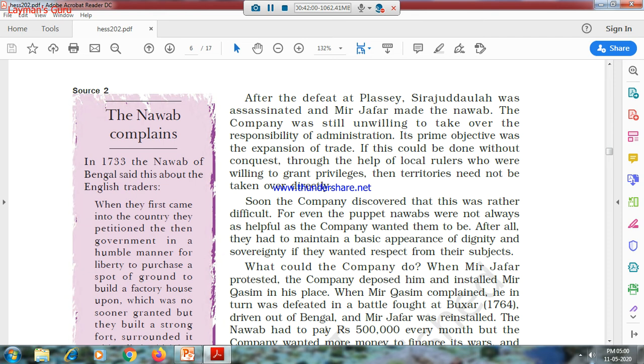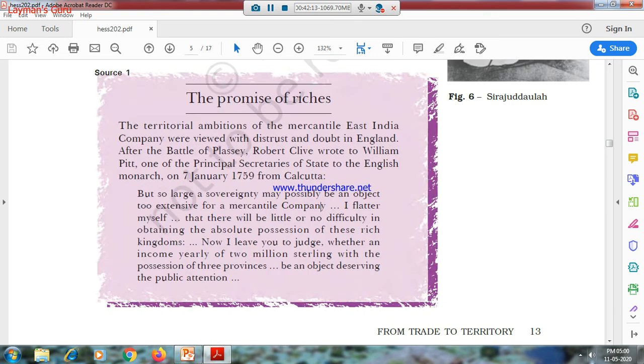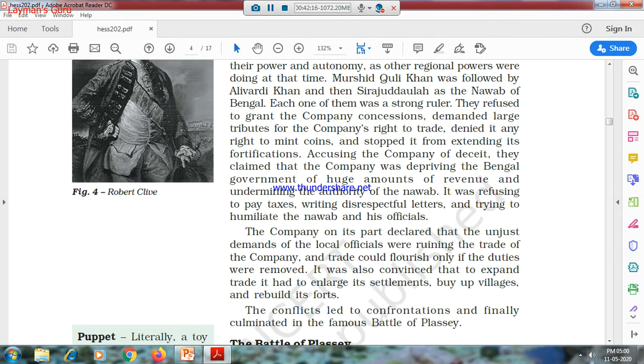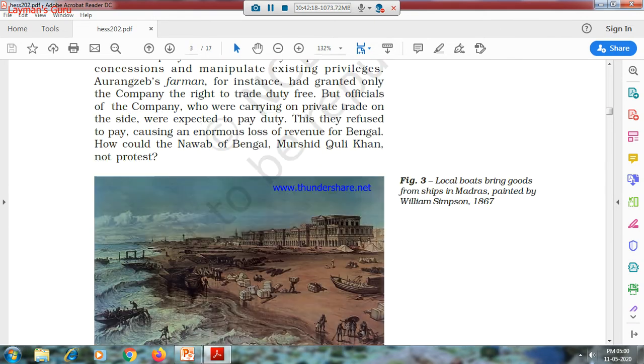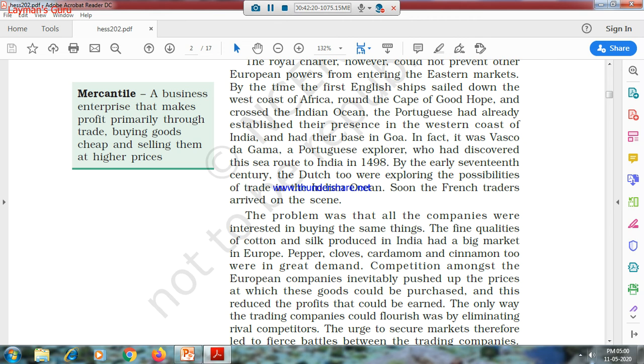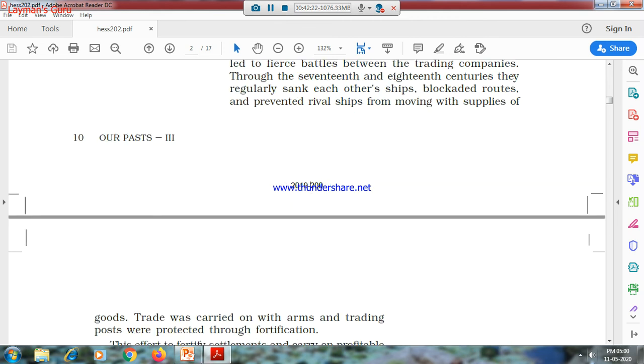Actually, how should trade happen? They should invest some money, purchase goods with their own money, and take the goods and sell them for more money. Right? That's what mercantile is. We saw the definition on the previous page. Mercantile, right? Yes, so this is mercantile.